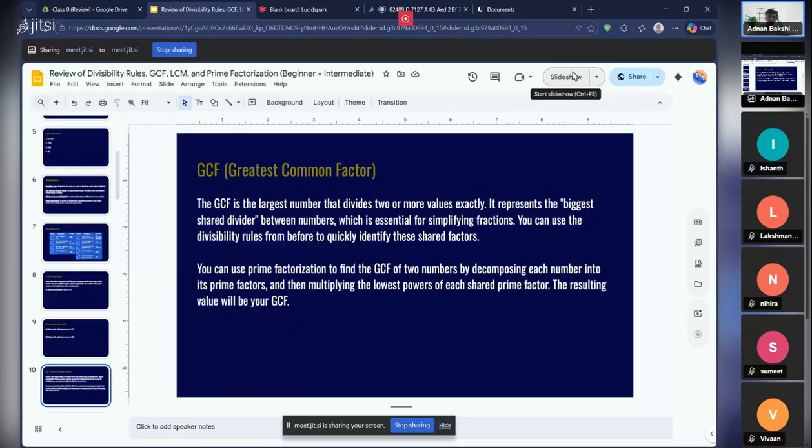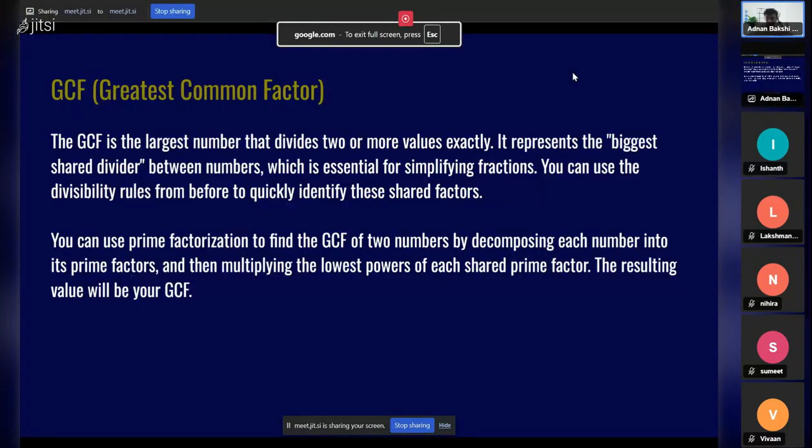Let's learn about the greatest common factor. All right. So the greatest common factor is the largest number that divides 2 or more values exactly. It represents the biggest shared divider between numbers, which is essential for simplifying fractions. You can use the divisibility rules from before to quickly identify these shared factors. You can use prime factorization to find the greatest common factor of two numbers by decomposing each number into those prime factors and then multiplying the lowest powers of each shared prime factor. The resulting value will be the greatest common factor.